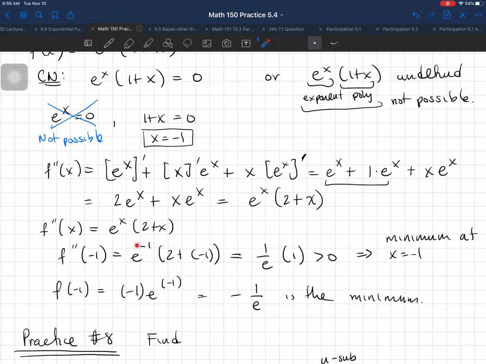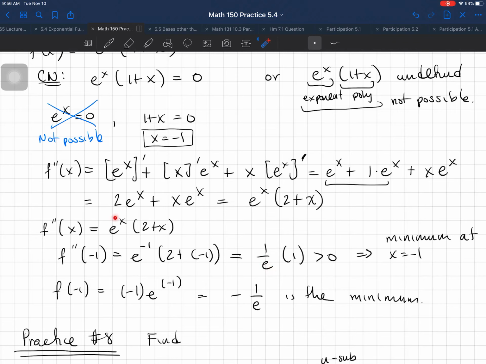And then what do I get from here? Well, e to negative 1 is 1 over e. 2 plus negative 1 is 1. So obviously this is going to be positive, right? Because e is always positive. e is 2.71. So e by itself is always positive, right? In fact, e to any power is always positive.